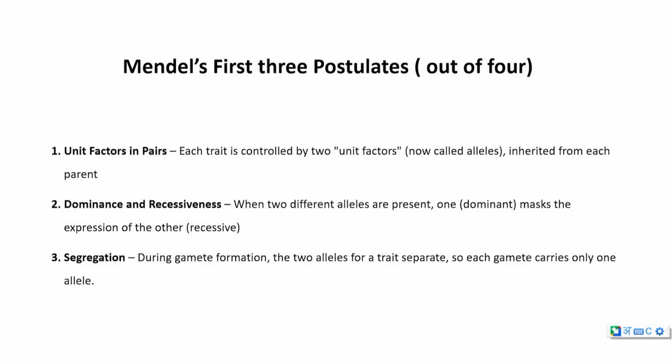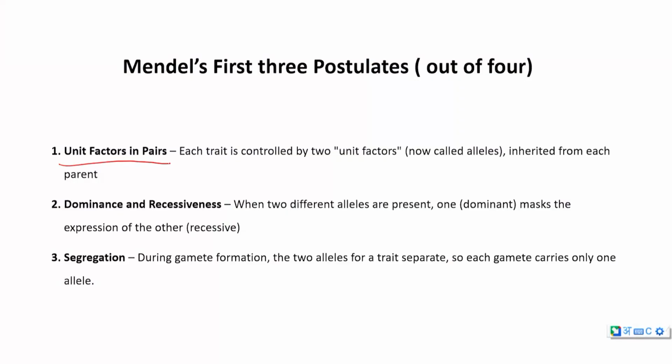So, as the outcome of all the experiments that Mendel did using single characters, he proposed these 3 postulates. So, totally he proposed 4 postulates. Out of 4, 3 belong here. So, what did he find? He found that unit factors are in pairs. So, each trait is controlled by 2 unit factors, 2 alleles, as we just talked about a minute ago. So, unit factors in pairs means each trait is controlled by 2 unit factors, and 2 unit factors means 2 alleles. So, they are inherited from the parents.